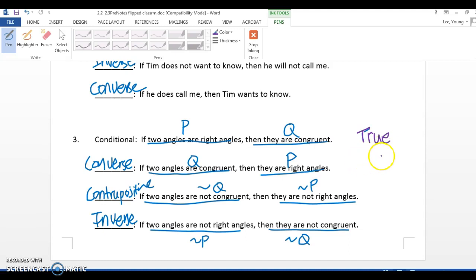Okay. Now, let's take a look at the converse of that statement. If two angles are congruent, then they are right angles. Is that statement true? No, because two angles can be congruent, but they don't necessarily have to be right angles, correct? Alright, let's take a look at the next one. If two angles are not congruent, then they're not right angles. Is that true? If they are right angles, then they have to be congruent. Therefore, this statement is true.